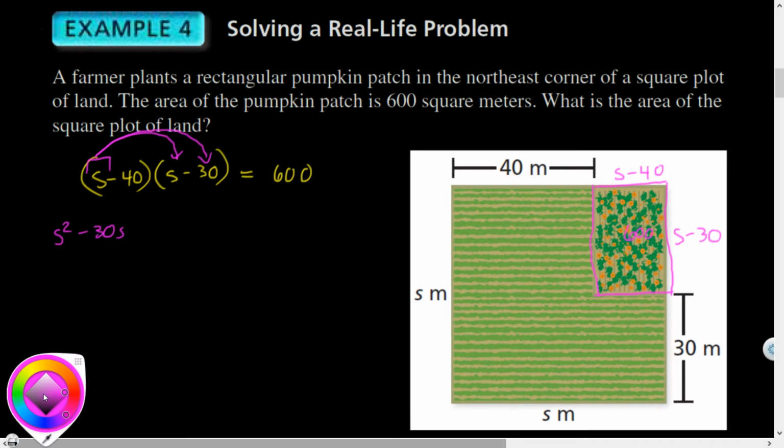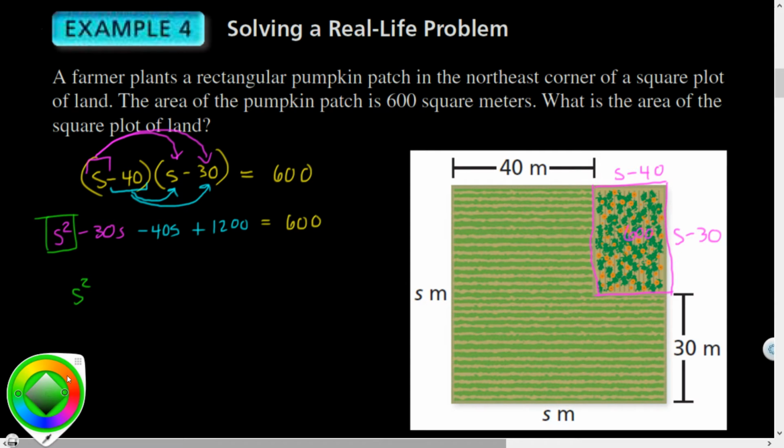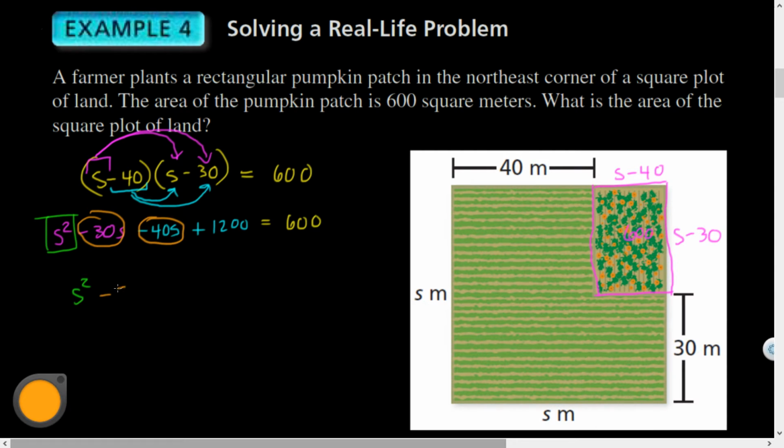This is going to pull together a whole bunch of our different skills. Let's see how we can do it. Distributing negative 40 times s is negative 40s. And distributing negative 40 times negative 30 is going to be positive 1200, I believe. Yeah, 4 times 3 is 12, and 0. I've got some negatives in there, so that'll balance it out. All right, let's combine like terms. So s squared is what I get. How many s's? Agreed.